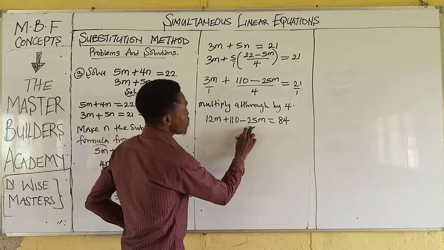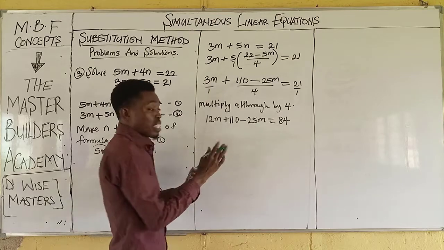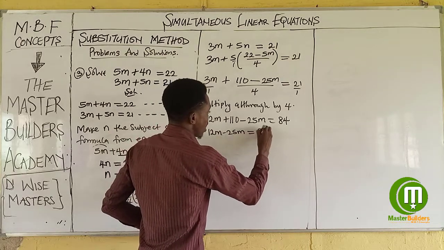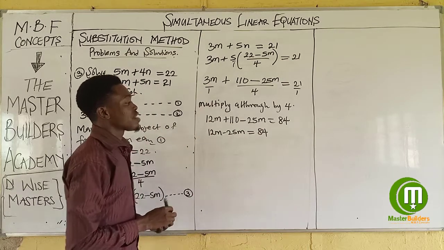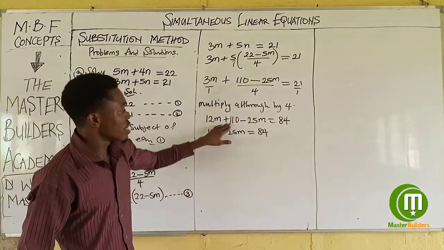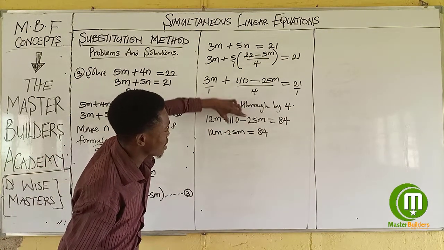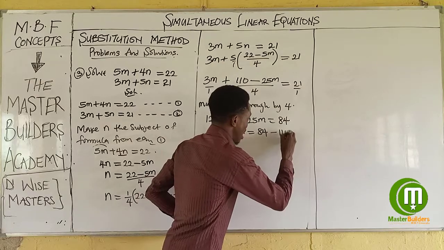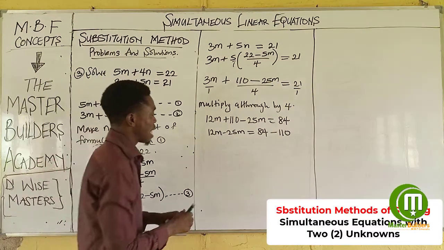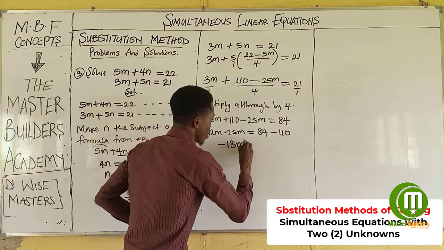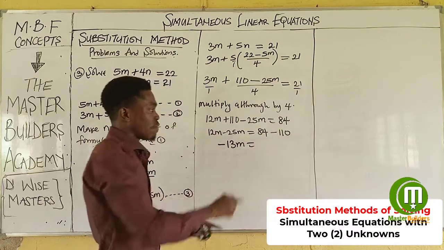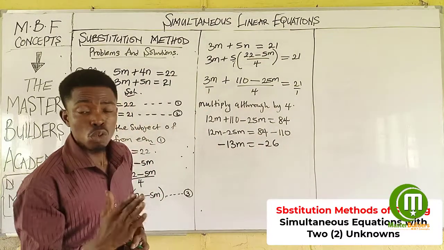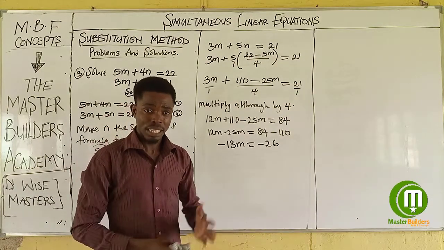Now let's see. At this point, 12n and 25n belong to the same family. So I can simply say 12n minus 25n is equal to 84. Now don't forget that 110 is a constant. So when I take this constant from the left hand side to the right hand side, the sign will change to negative 110. So this becomes 84 minus 110. When we remove 25n from 12n, guys, this would give us minus 13n. And when we remove 110 from 84, this would give us minus 26. Don't forget that anytime you remove a larger number from a smaller number, the outcome is always negative.